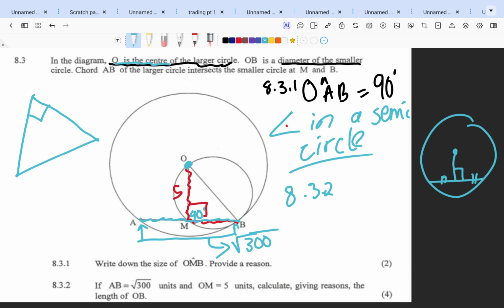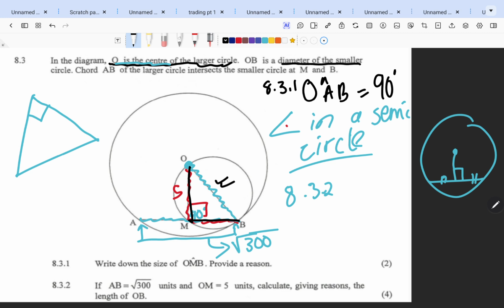Finding MB is going to be easy. Why do we need to find MB? Because we're going to use the theorem of Pythagoras to find this side. If we find this side and this side, obviously it's going to be easy to find the other side. I'm just joking with common sense, guys, don't come for me.